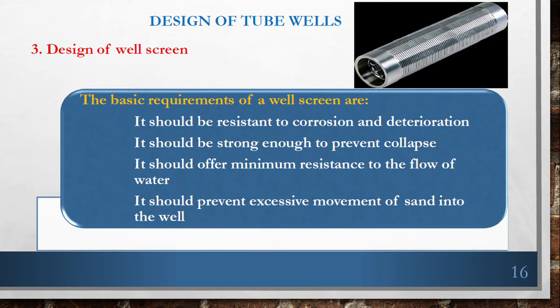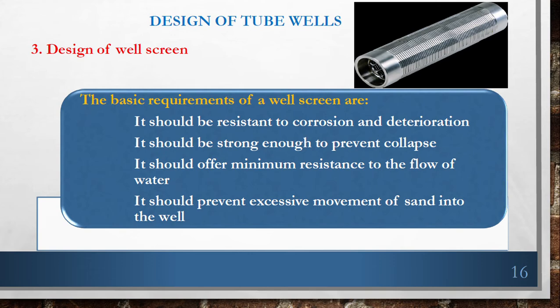So we are moving on to the design of well screen in detail. Before that, we have to know the basic requirements of a well screen. There are many requirements. First, it should be resistant to corrosion. We are placing it at the bottom of the well, so we cannot repair it frequently. We cannot dig it up and see it frequently. So we have to choose a corrosion resistant material, and it is always in contact with water, so there is a chance of corrosion. We have to avoid that while selecting the material.